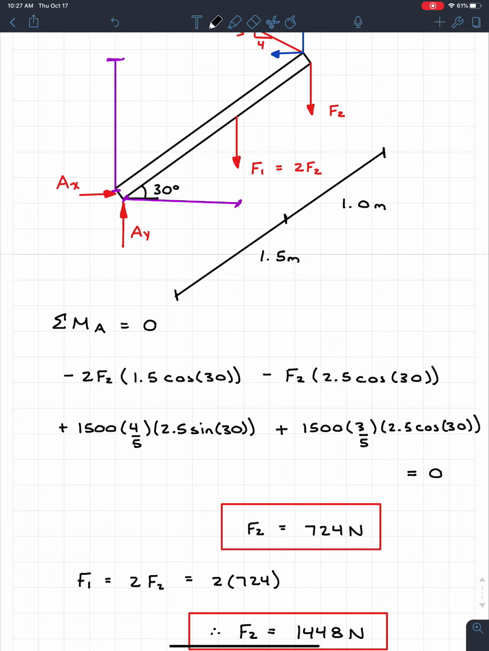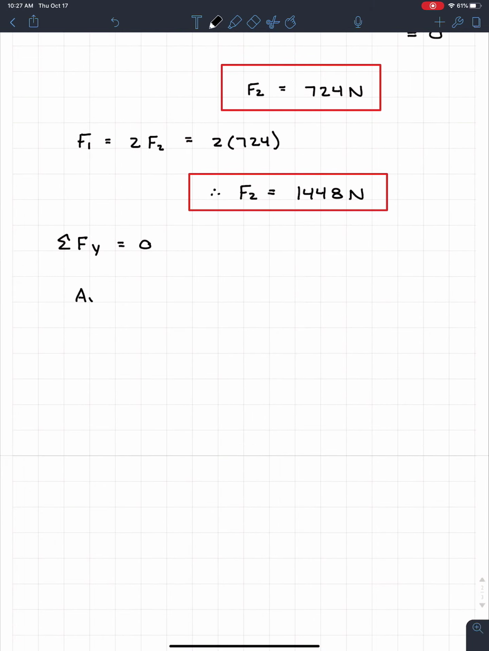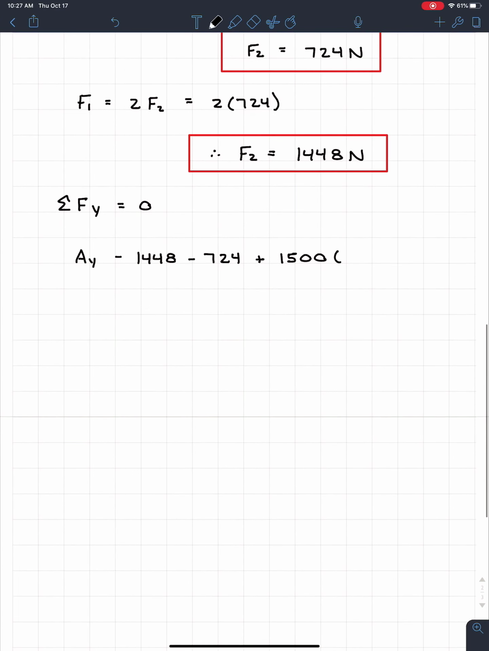All right, so when we're looking at Y, we've got AY going up. And we've got both F1 and F2 going down. So minus F1, which is the 1448, minus the 724. And there's a component, the vertical component of that cable, that also goes up. So 1500 times 3 over 5 is equal to 0.